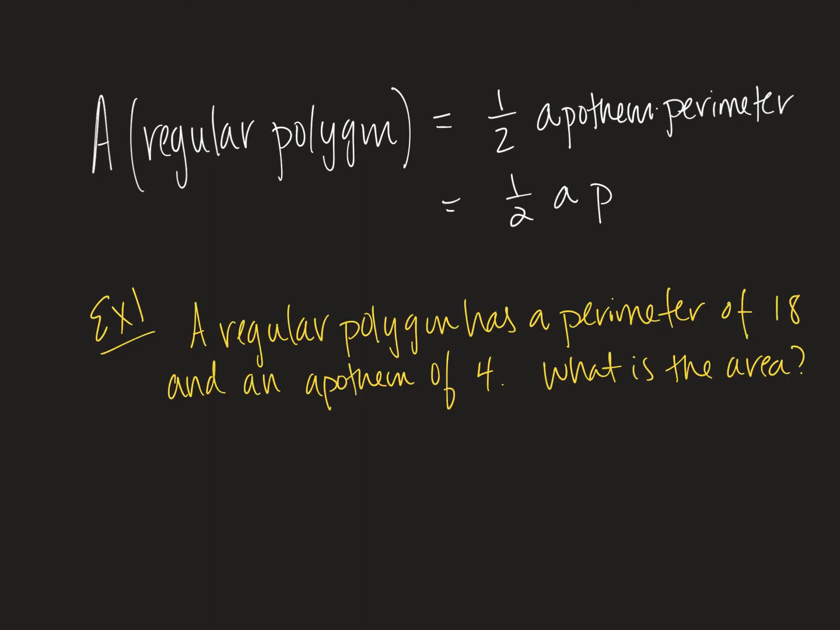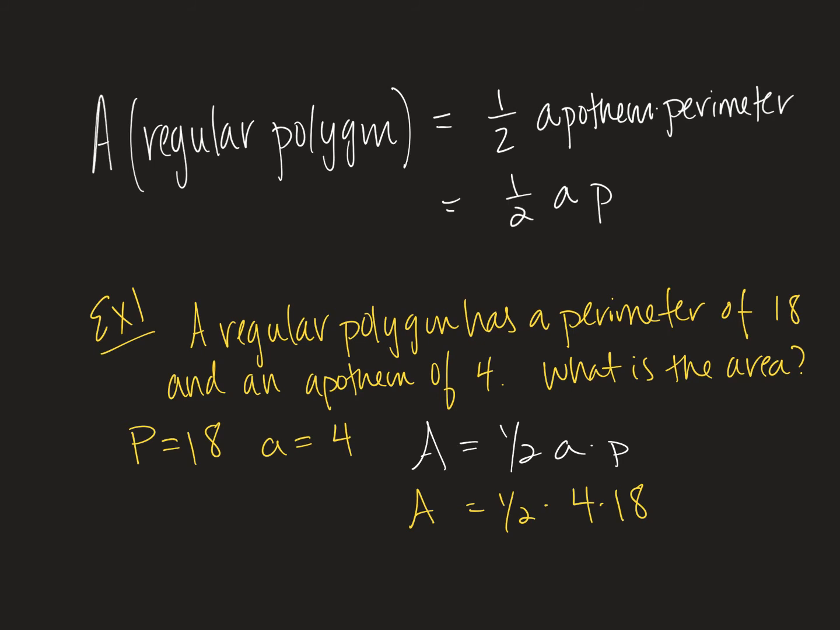Okay, so if I have a regular polygon with a perimeter of 18 and an apothem of 4, all I have to do is plug it into my formula. Remember, my formula was 1/2 apothem times perimeter. So this is going to be 1/2 of 4 times 18. You can take half of 4 or half of 18, it doesn't really make any difference, or you can multiply them together and take half of the product. But it's probably easier to take half of 18 and make it 4 times 9, or 36. So pretty easy when they're given to me like that.